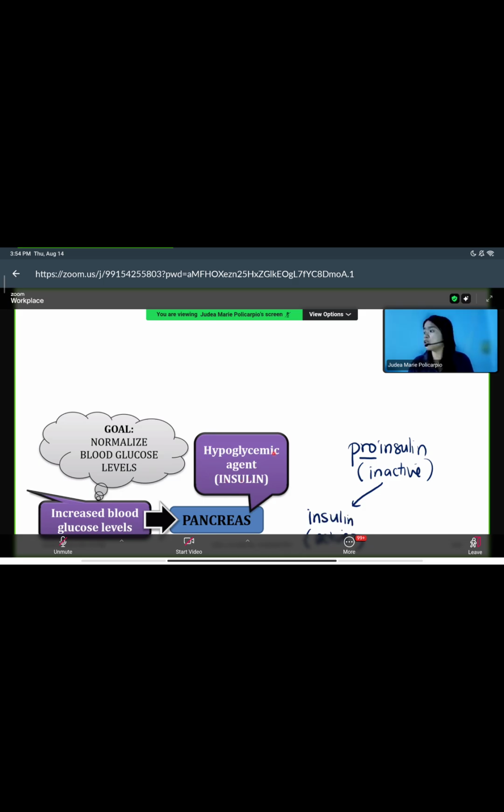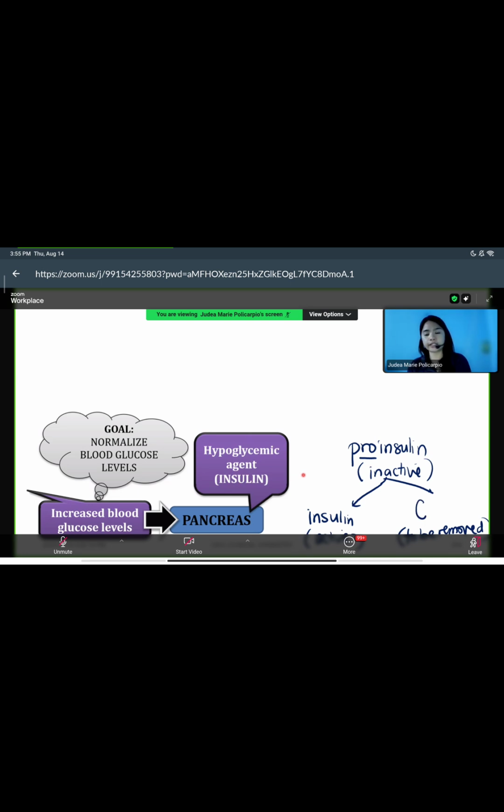Which leads us to the recall question. Recall question. Sino daw yung fragment na tatanggalin natin para ma-convert si proinsulin into the insulin? Sino daw yung fragment to be removed para si proinsulin ay maging insulin?